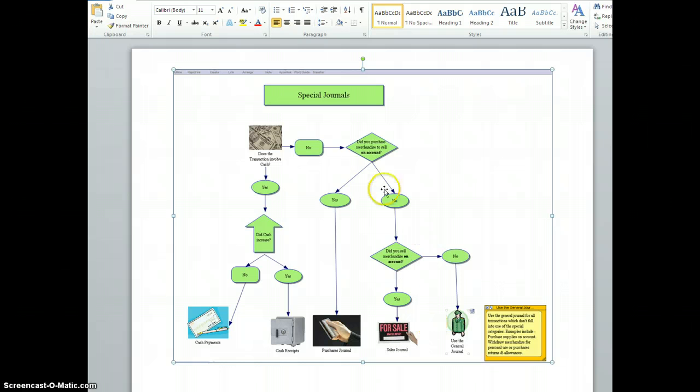So basically right now we have learned the cash payments journal, we have learned the purchases journal, and the general journal. And now the general journal is used for all those catch-all transactions that don't fall into one of the other four journals.